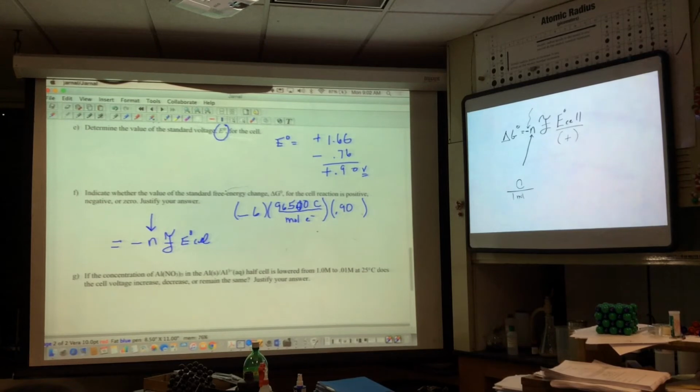So 0.9 times Faraday's constant, 96,500, times -6. And so I get this big number, -521. We'll just do that, and of course that equals, put that in what? If you're really cool, you know to put that in kilojoules. -521 kilojoules per mole.